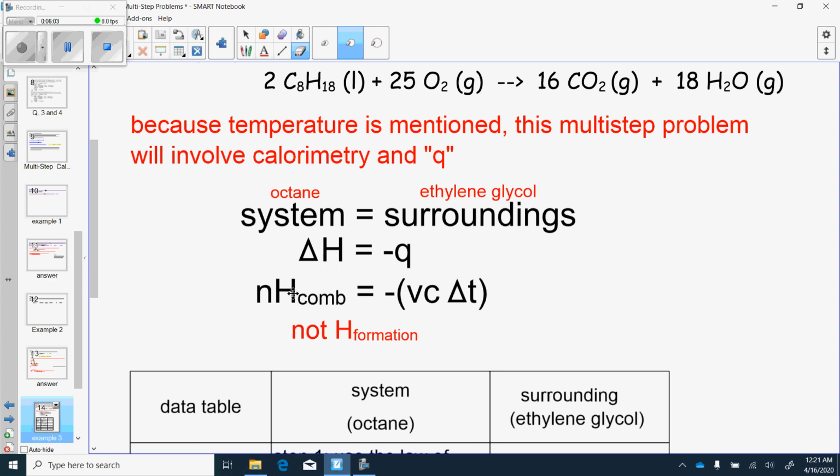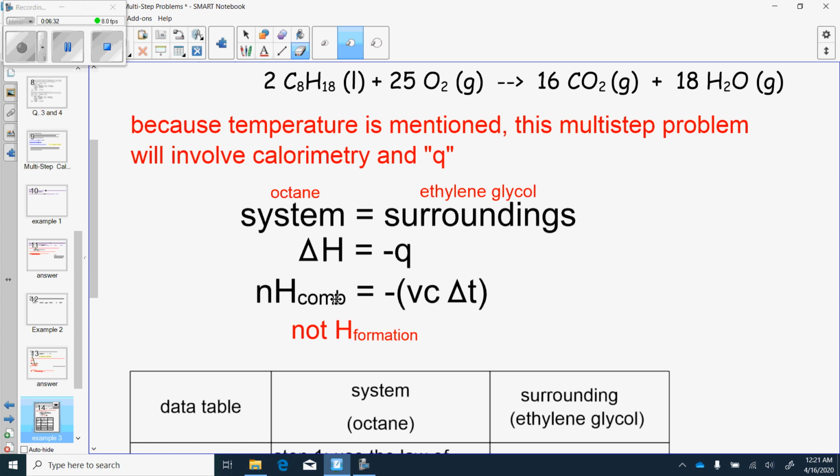If we expand these symbols or pieces of information, we know that we can find our delta H by taking the moles of our system and multiplying it by the molar enthalpy of combustion, because we're talking about combustion. And for our Q, we know it breaks up into MC delta T. In this case, we know the volume of our surroundings, so we're going to say VC delta T. V being the volume of our surroundings, C being the specific heat capacity of our surroundings, and delta T being the temperature change of our surroundings.